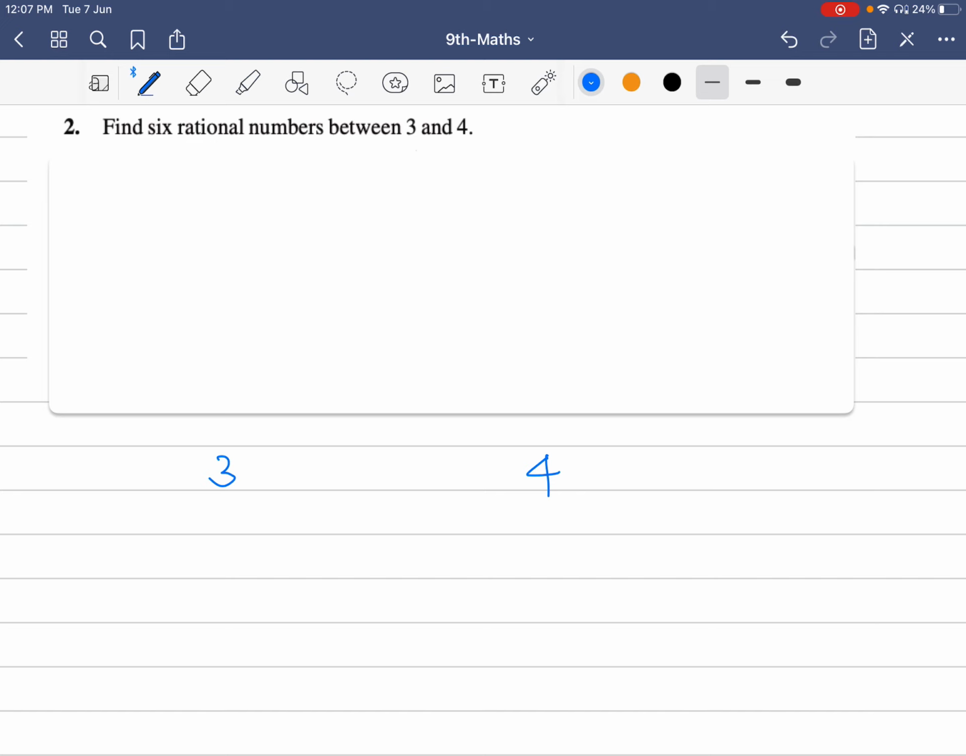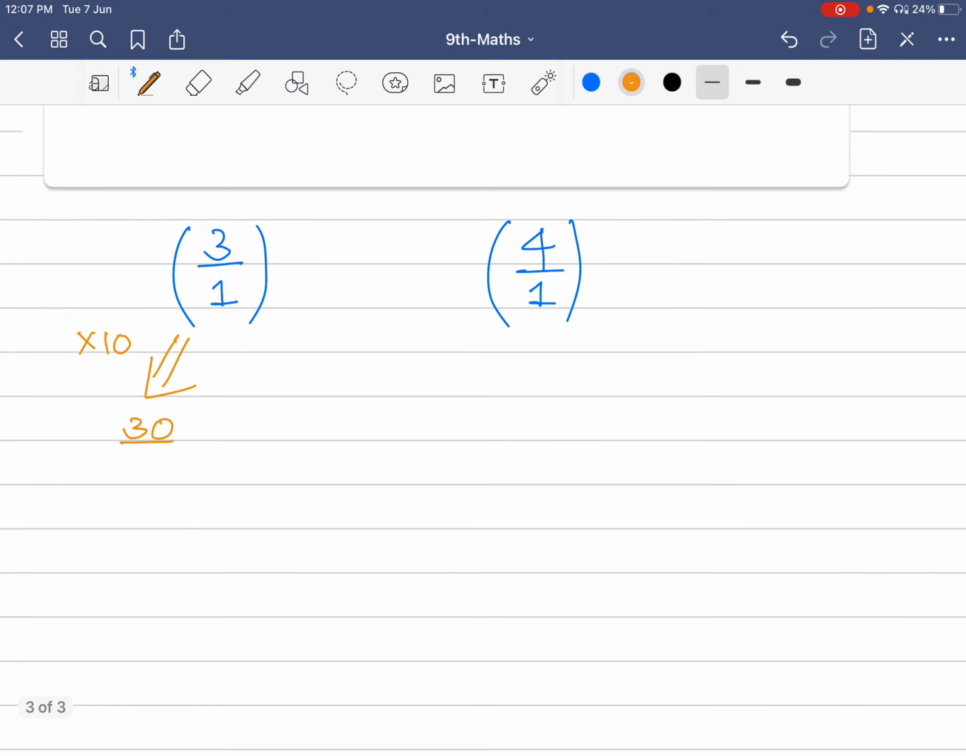We know how we can represent them in the form of rational number. We have to just divide by 1. So 3 divided by 1 and 4 divided by 1 is the rational number representation of the given numbers 3 and 4. Now what I'm going to do is I'm going to multiply both numerator and denominator by 10. So I'm going to get 30 divided by 10. And I'm going to do the same operation here. I'm going to multiply both the numerator and denominator by 10. So I'm going to get 40 divided by 10.